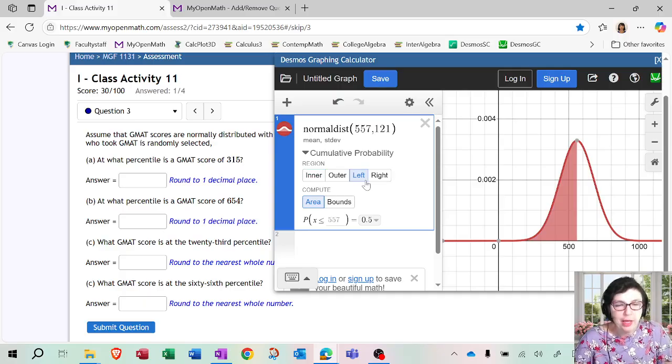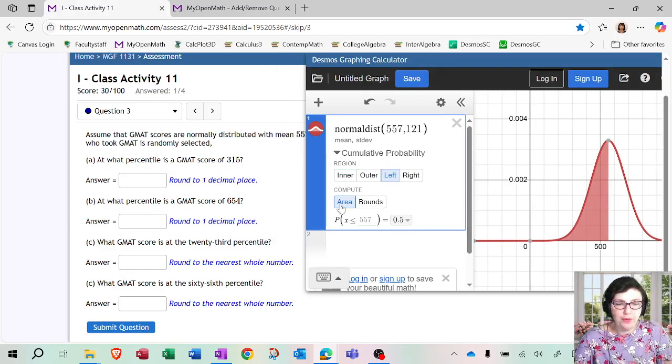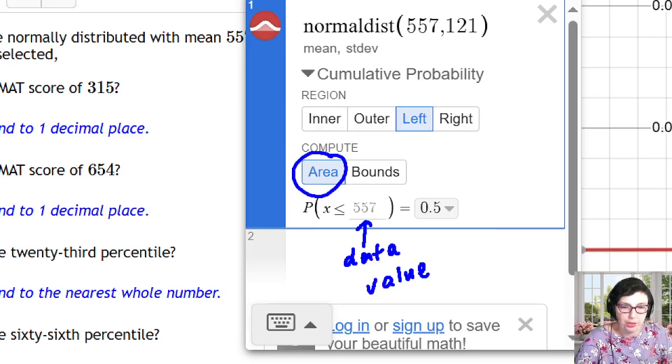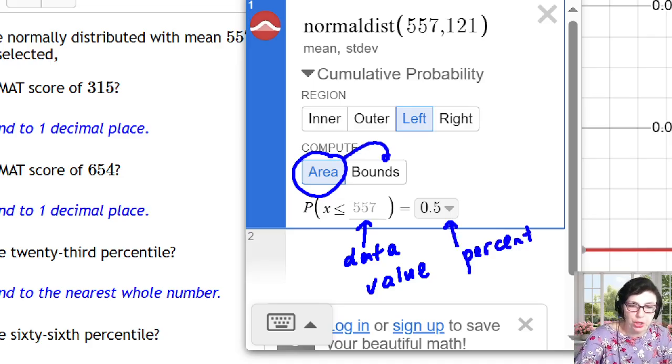So pick left, and now you have to decide, are you given the area or are you given the bounds? So how do I know? If they give you a data value, that means the data value would go into the first blank. This is where data values belong. And you want to choose the area here. So given the data value, you want to compute the area or the proportion under the curve. If they give you a percent, that would go here. So this is where percent goes. And then you would have to switch to computing the bounds, so computing the values.